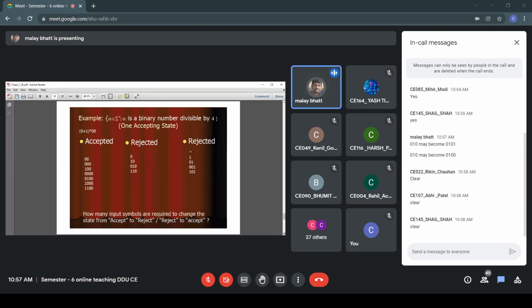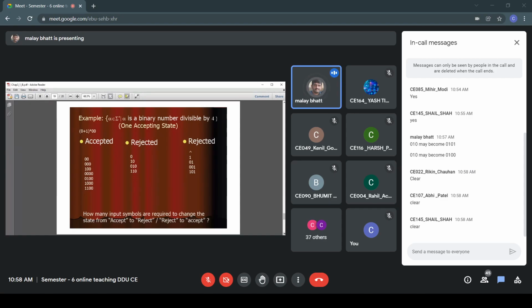Now from the accepting state, after 00, if we encounter a third 0 or a fourth 0, even 4 times 0, then we will remain in the accept state.